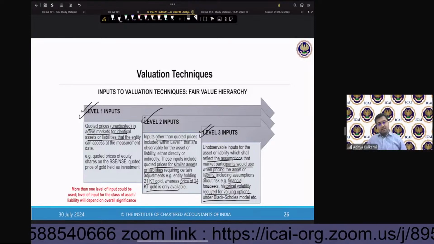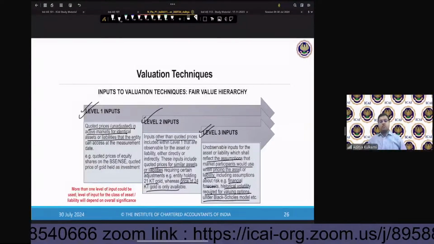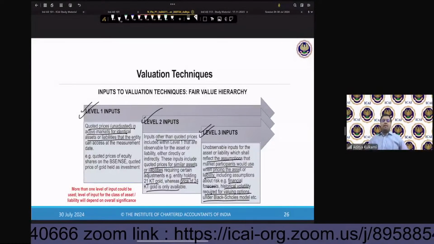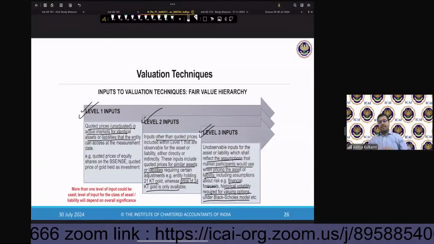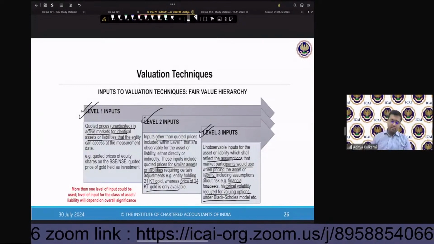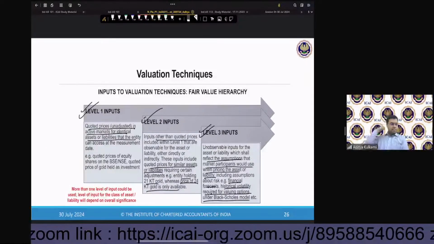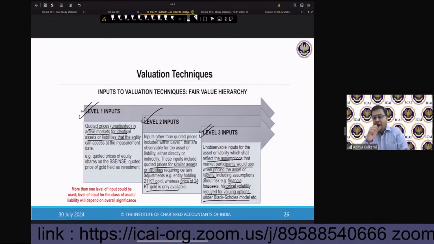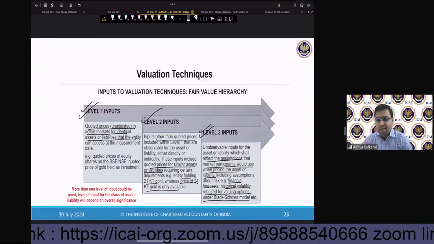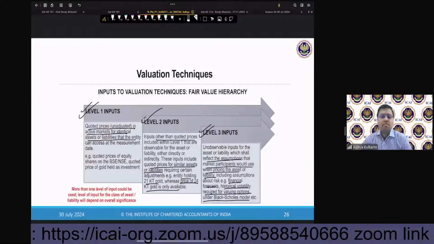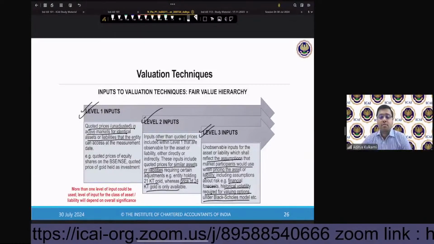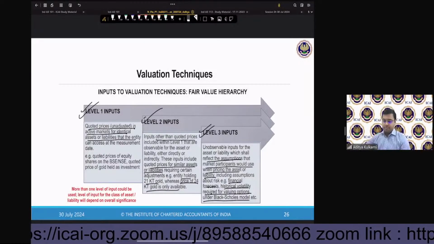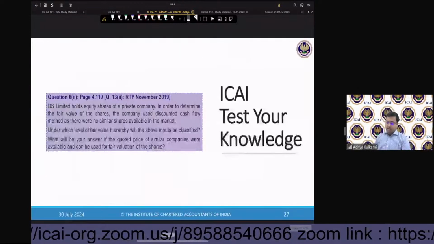Are we okay with this? Yes. Any doubts? No doubts. So level 1, level 2, level 3. Kushi, are you following, beta? Okay, fine. Manish has confirmed. All right.